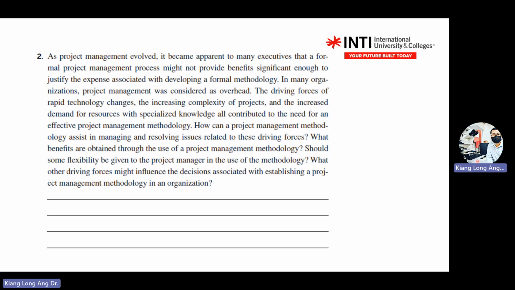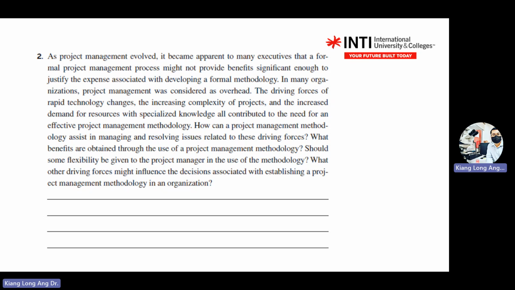So this one, how can a project management method assist in managing and resolving issues related to this driving force? The first question asks what the project management methodology emphasizes. Project management methodology tells you priority. You give priority to certain things. So the word is prioritization. Prioritization of projects. So this is what the project management methodology focuses on. Okay.